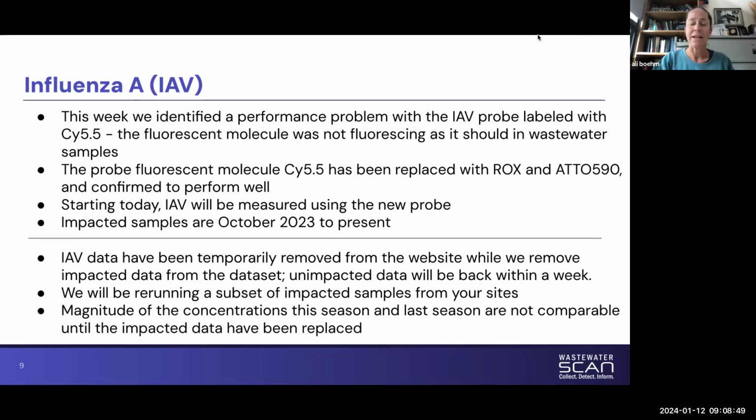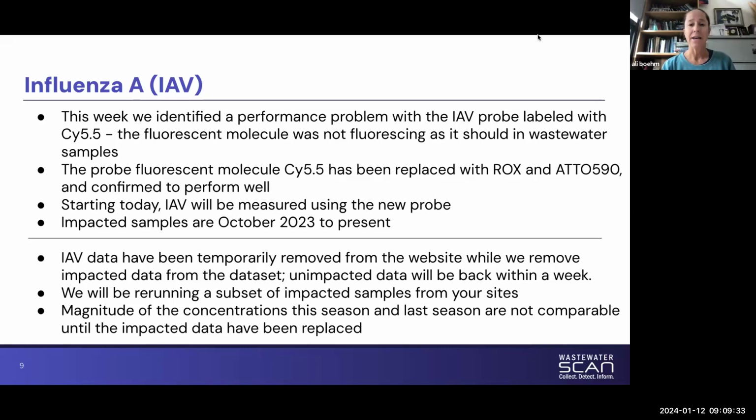We sent an email last night, and I'm just going to repeat the information in that email. This week, we identified a performance problem with the influenza A probe that was labeled with a fluorescent molecule called Psi 5.5. This molecule was not fluorescing as it should in the wastewater samples, although it was working fine for all the controls. We did some investigation with Verily, who acted extremely quickly to do this work and drop everything to figure this out. And we found that if we replace this fluorescent molecule with ROX and Atto 590, it performs well.